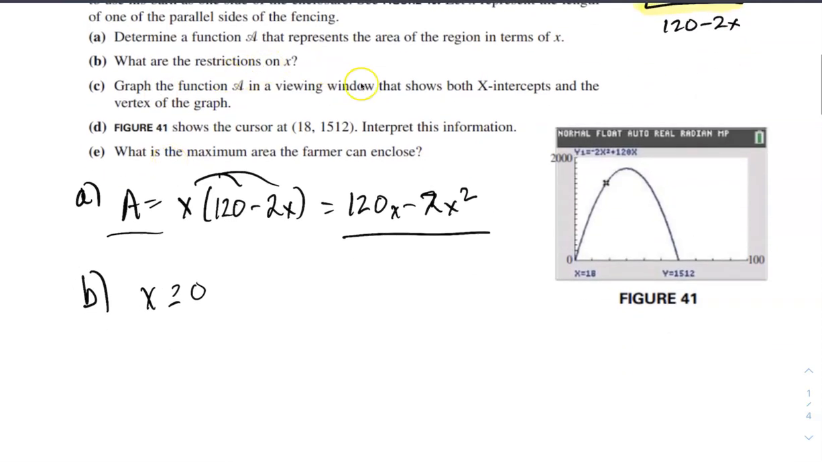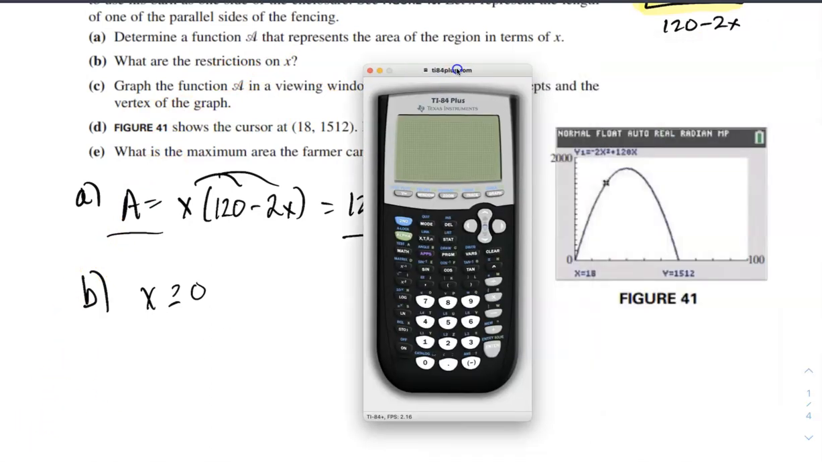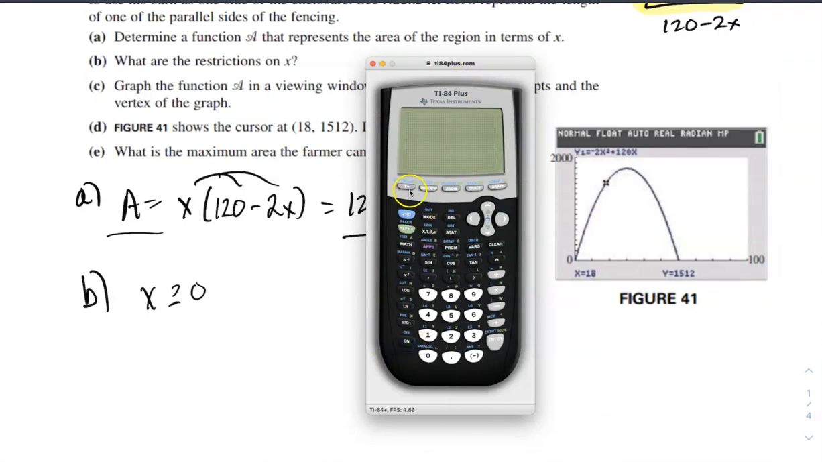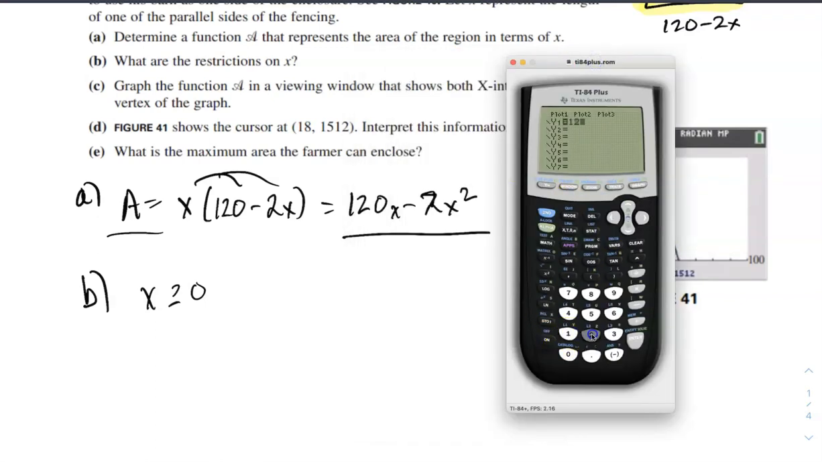Okay, let's graph the function in a view that shows both x-intercepts and the vertex of the graph. So now we're going to need a calculator. It wants us to graph it in a viewing window. So I'll type in our function, 120x minus 2x squared. I'm using the standard viewing window right now, so let's just see where that takes us. Something like that. Well, I get both x-intercepts, I just don't get the vertex.